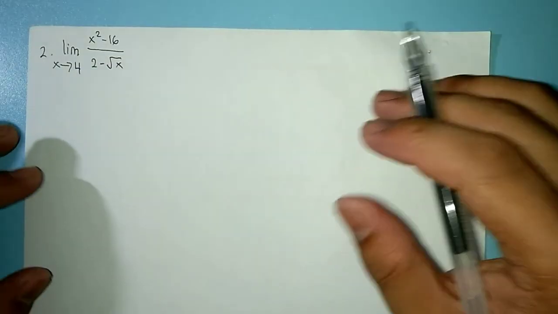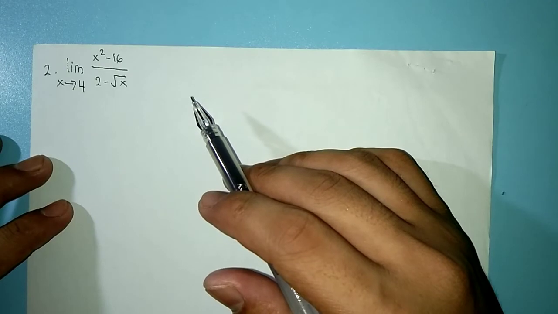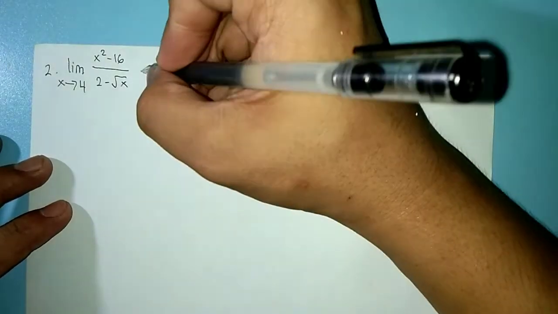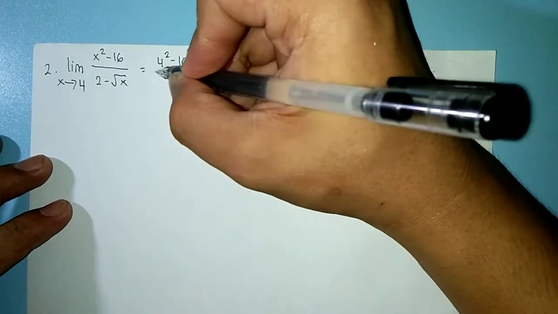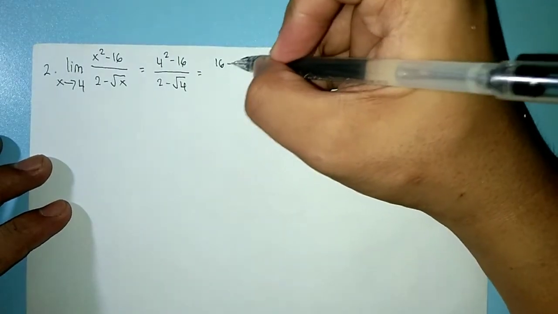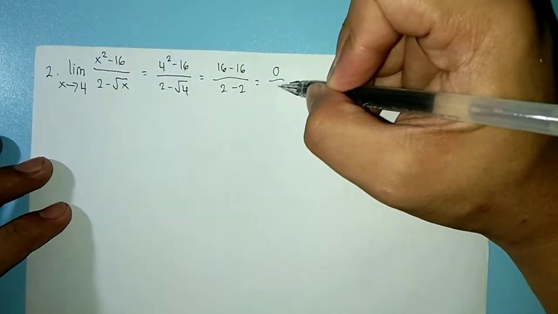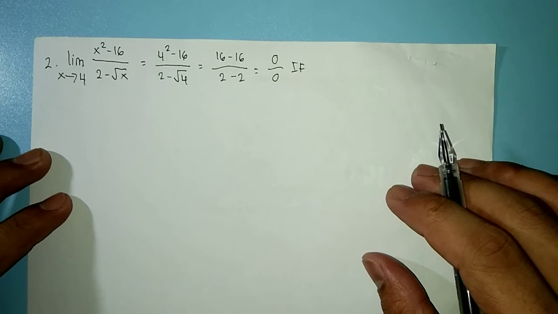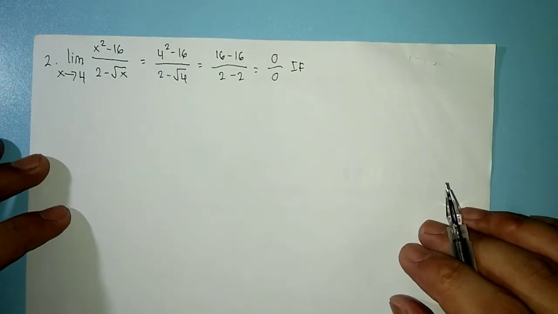Okay, so for number 2, let's have limit of x squared minus 16 all over 2 minus square root of x as x approaches 4. So, i-substitute ulit natin yung 4. We have 4 squared minus 16 over 2 minus square root of 4. This is 16 minus 16 over 2 minus 2, that is 0 over 0, indeterminate form. So, hindi ulit pwede yung direct substitution. So, gamitin natin yung strategy na ginawa natin kanina.